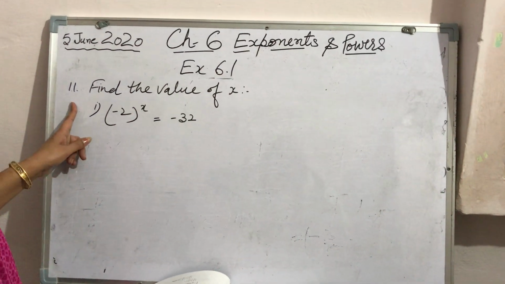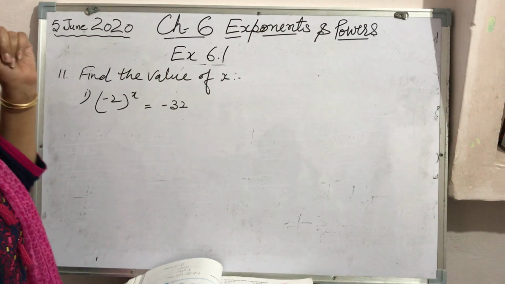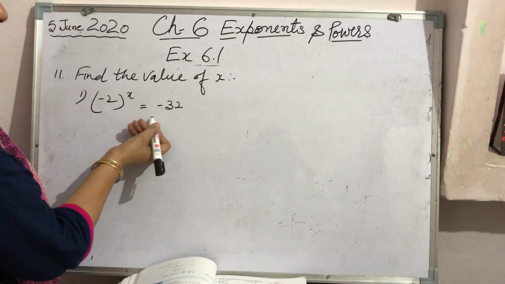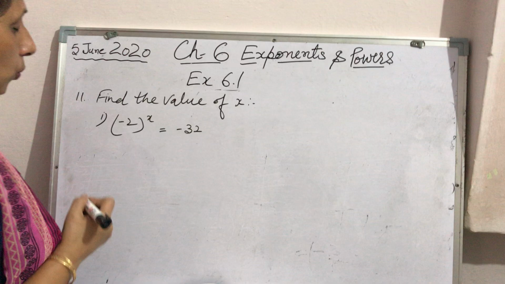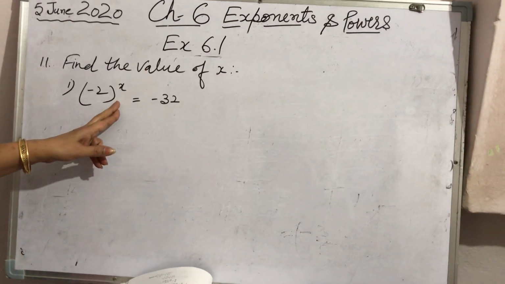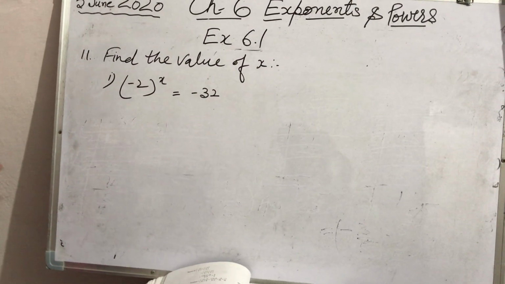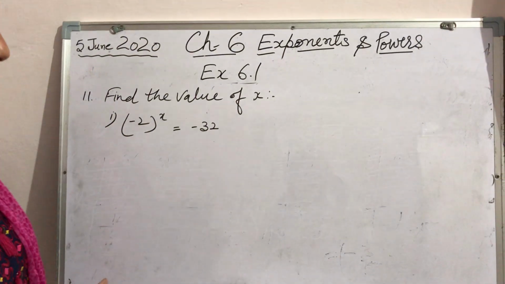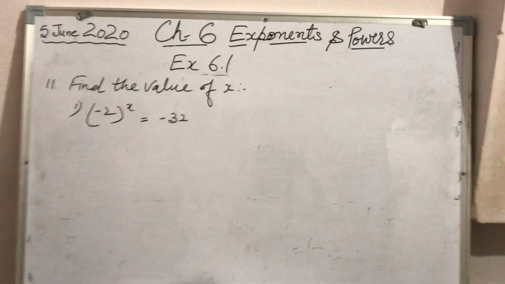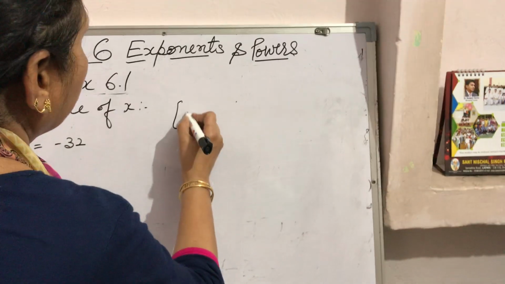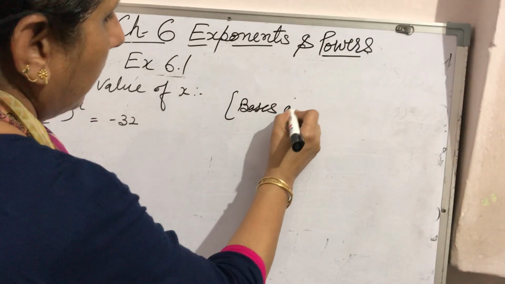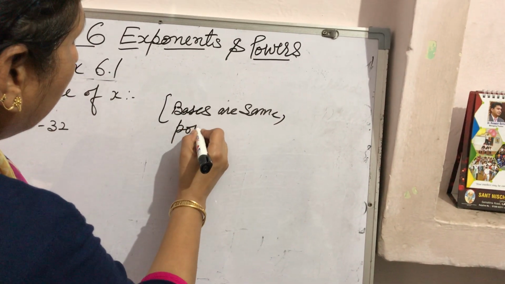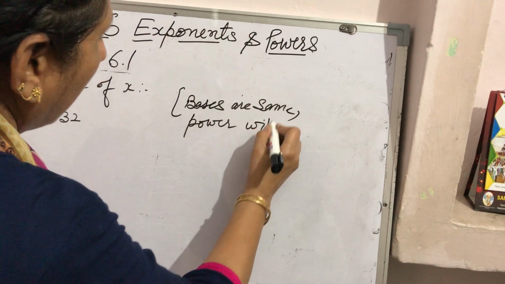Now question 11, find the value of x. First part, (-2)^x = -32. For finding the value of x, first of all, we need the same base. If bases are the same, the powers will be equal. Remember this rule: if bases are the same, then powers will be equal.